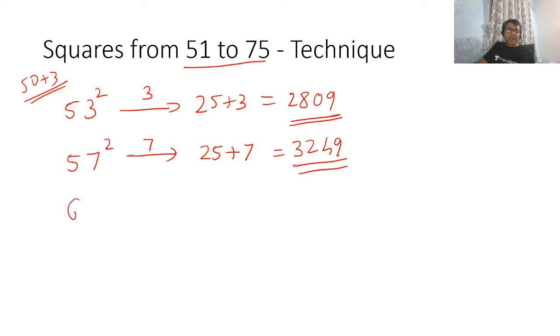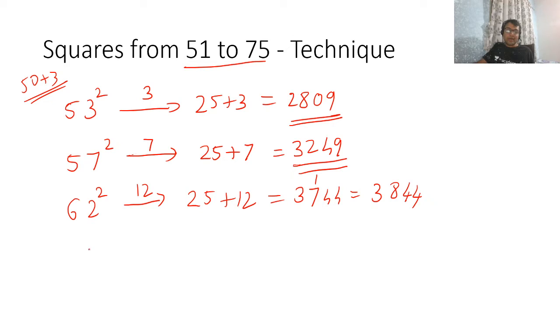Okay, now let's look at the carry forward. 62 squared. Now 62 is 12 more than 50. Remember that. So we will do 25 plus 12, which will become 37, and then we do 12 squared, which is 144. The 1 will get carried forward to 37. It will become 3844.